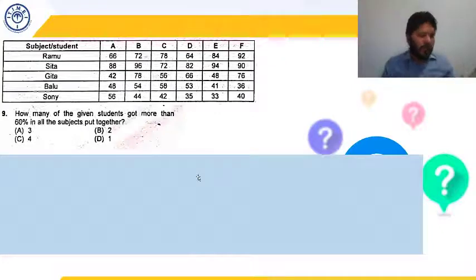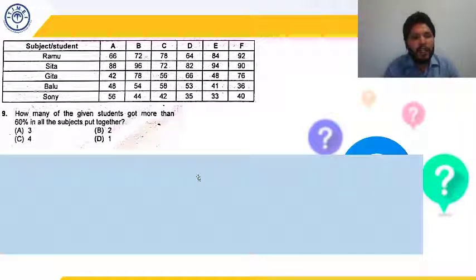Did Balu get more than 60 marks in any of the subjects? No. So we need not check for Balu also, because if Balu hasn't got more than 60 marks in any of the subjects, how can his percentage be more than 60%? So obviously we need not check for Balu also. Do we need to check for Sony?